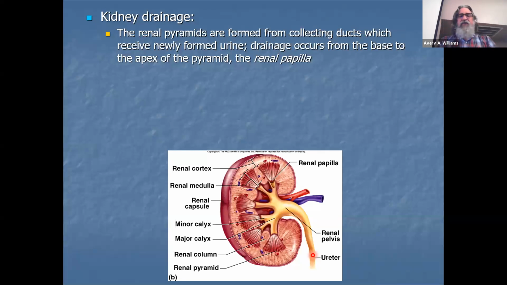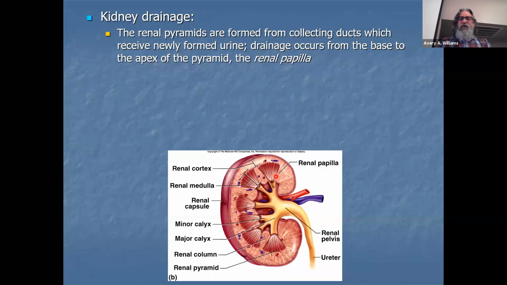So here, I tell you, the renal pyramids are formed from collecting ducts which receive newly formed urine. The drainage occurs from the base to the apex of the pyramid. The apex of the pyramid, the tip of the pyramid, is known as a renal papilla. Papilla means something nipple shaped, and I guess it kind of looks like a little nipple in the sense that a nipple is like where milk comes out of a lactating nipple. Well, here a renal papilla, that's where urine is coming out.